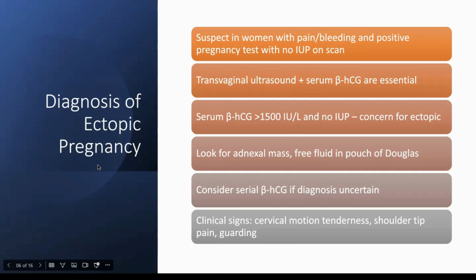Cervical signs, we're looking for cervical tenderness on bimanual examination, shoulder tip pain, some women come with diarrhea, guarding, rebound tenderness. These are all clinical signs of an ectopic pregnancy.